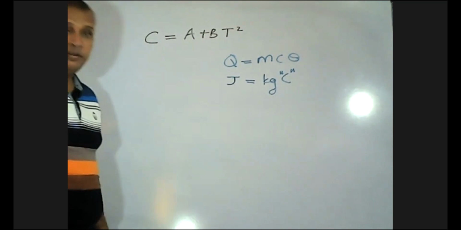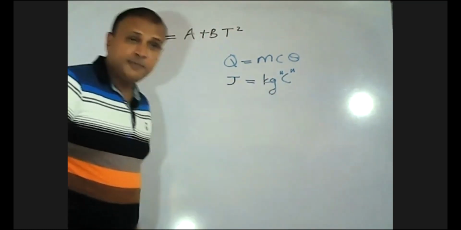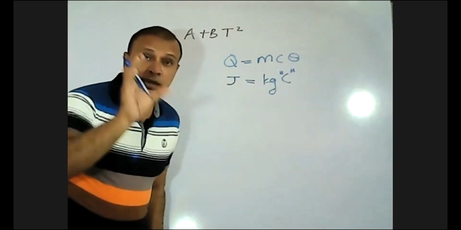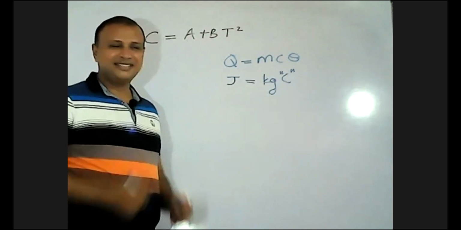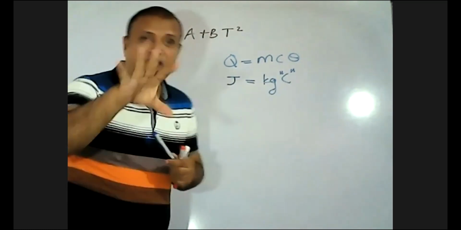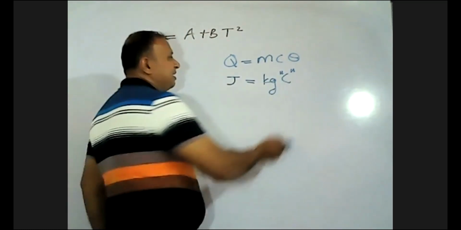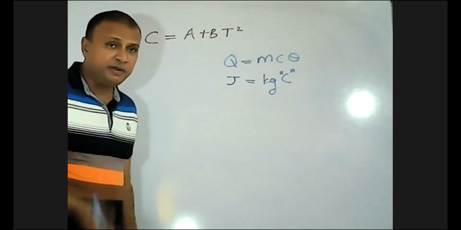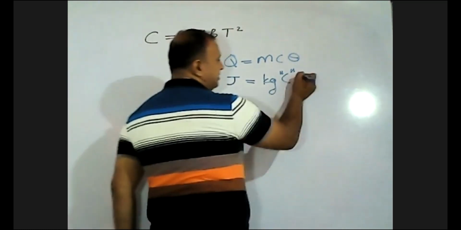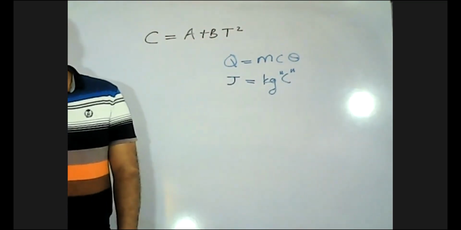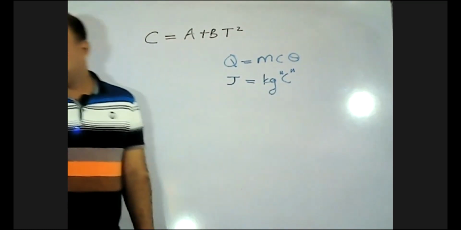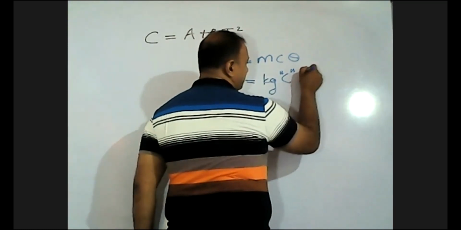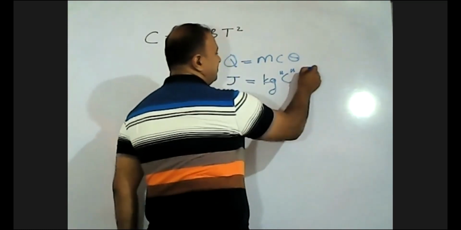C. I need to find the unit of C. Then theta. Theta is temperature difference. Therefore, it is measured by Celsius or Kelvin or any temperature scale. In this case, I can use Celsius because all the temperature values are mentioned in Celsius.